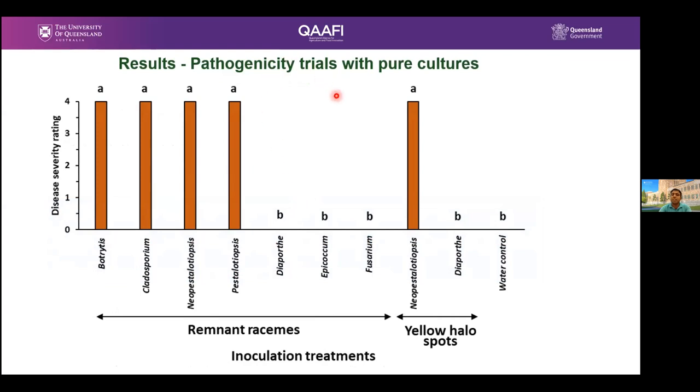The results of pathogenicity trials with pure cultures showed representative isolates of Botrytis, Cladosporium, Neopestalotiopsis, and Pestalotiopsis that were obtained from remnant racemes produced the flower blight symptoms and also recorded the maximum disease severity on developing macadamia racemes, whereas the representative isolates of Neopestalotiopsis obtained from yellow halo leaf spots showed severe disease on macadamia racemes.